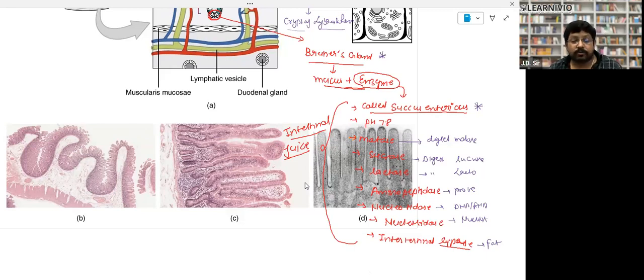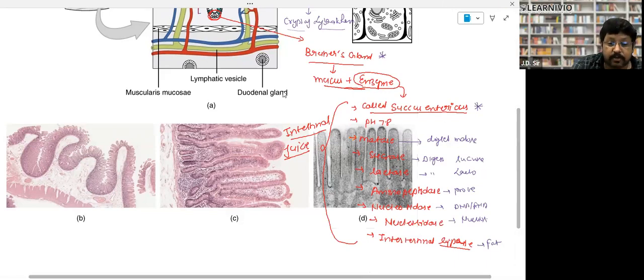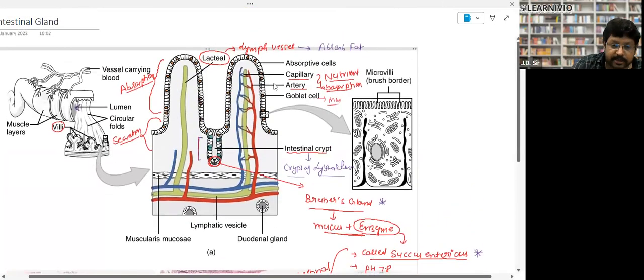Which enzyme is a part of succus entericus and which is not a part of succus entericus? You can get that kind of question. So that's why I was telling you. Tell me if you have any doubt in this part, intestinal gland.